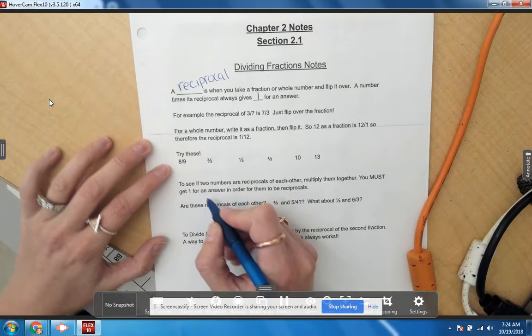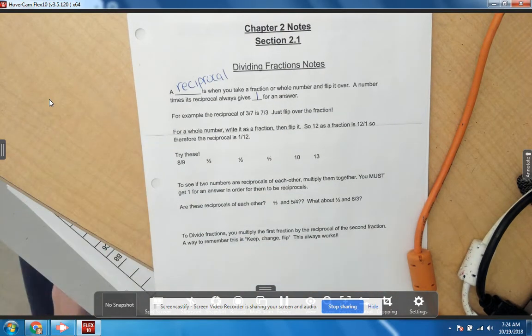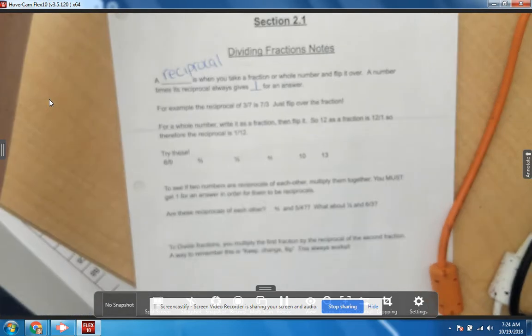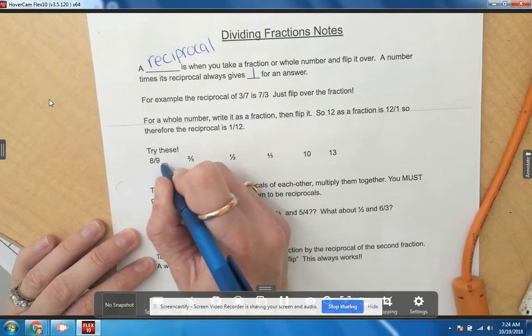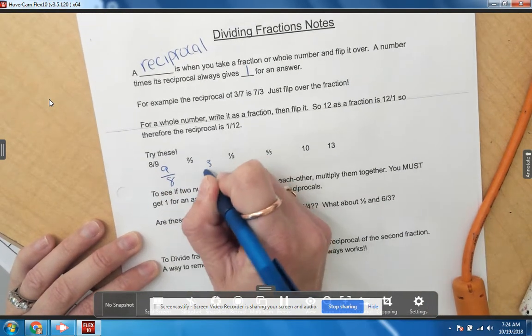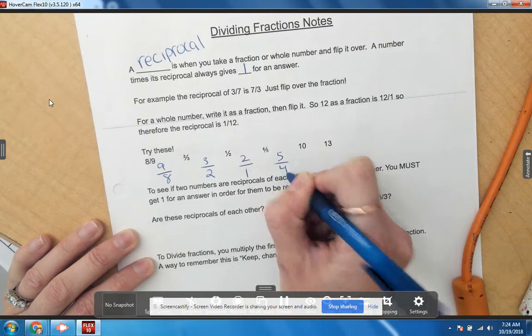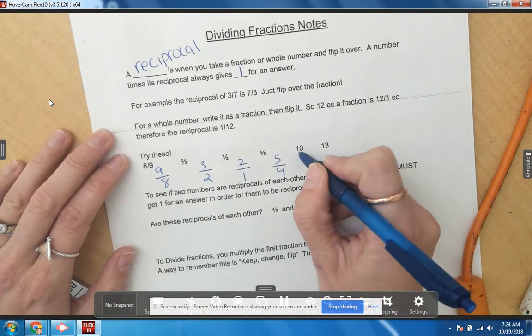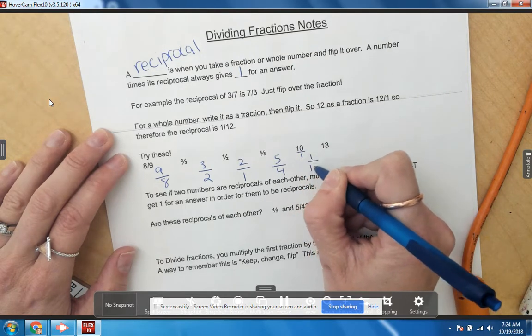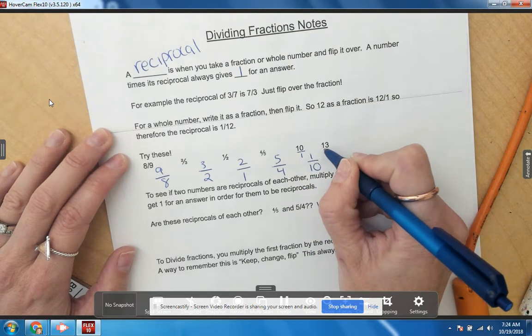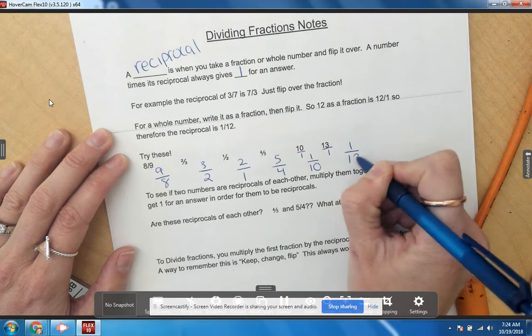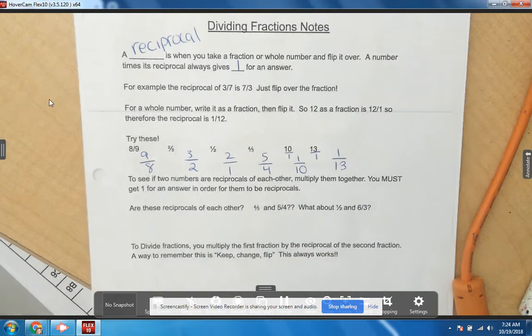So let's try some of these. We're going to find the reciprocals of these fractions, which means you're literally just going to flip them over. So 8/9 is 9/8. 2/3 is 3/2. 1/2, 2 over 1. 4/5, 5 over 4. 10 originally is 10 over 1, so flip it over and you get 1/10. 13 is originally 13 over 1. Flip it over, you get 1/13. Okay, so reciprocal just means flip over the fraction.